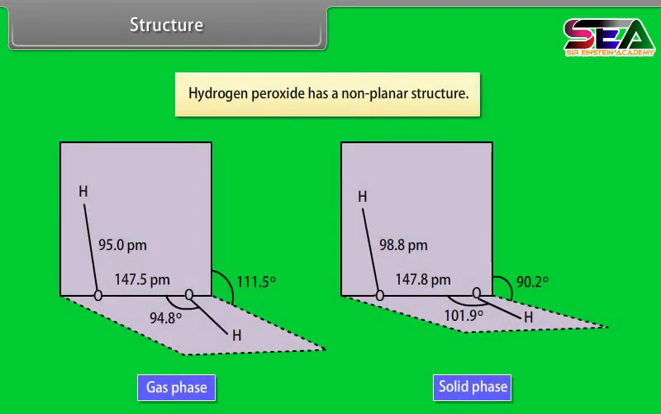Structure. Hydrogen peroxide has a non-planar structure. In gas phase, the dihedral angle is 111.5 degrees. In solid phase at 110 Kelvin, the dihedral angle is 90.2 degrees.